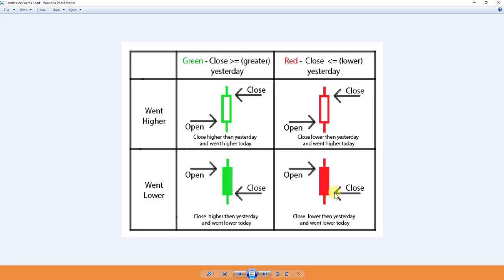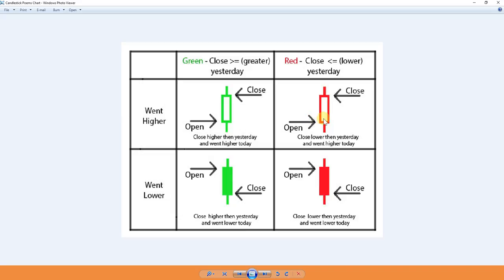Now I realize that actually there's this red candle here which is hollow red. It means that yes, the closing price is lower than yesterday, but although it closed lower, that trading day the share price actually went up. This closing price is still lower than yesterday, which as such still remains red.